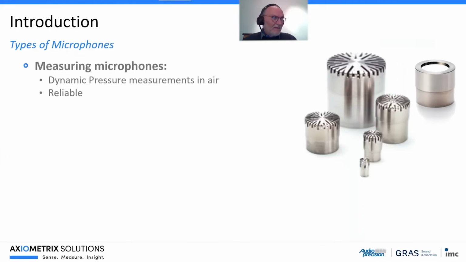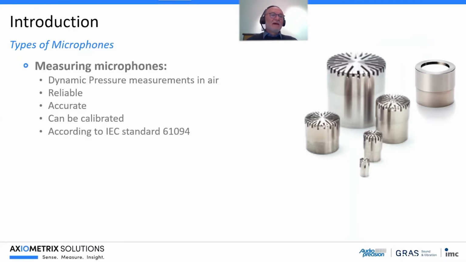A measurement microphone has to be reliable. A measurement microphone has to be very accurate, because we will use it for doing measurements. It could be on the communications microphones, for instance. A measurement microphone, we have to be able to calibrate it. A measurement microphone has to fulfill the standard for measurement microphones. The standard for measurement microphones is the IEC standard 61094.